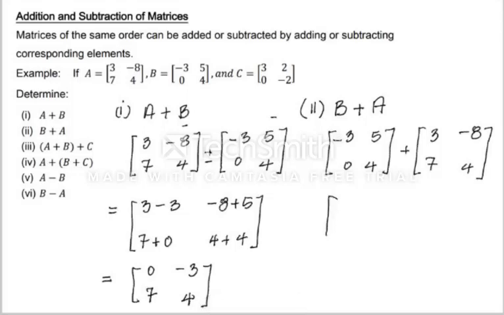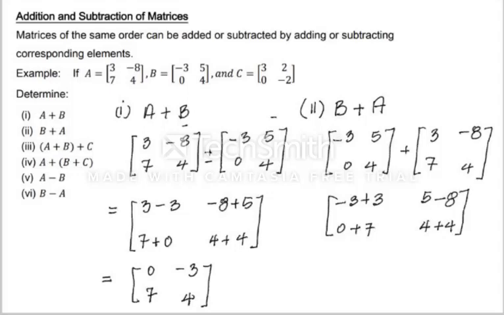Remember, we add or subtract matrices by adding or subtracting corresponding elements. The word corresponding means in the same position. So it's minus 3 top left plus 3 top left in the right matrix, then 5 top right plus minus 8. This is 0 plus 7 and 4 plus 4.